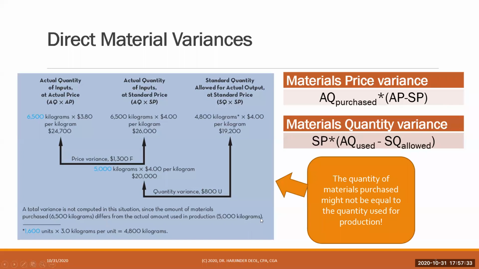Now, it is important to keep in mind that the quantity of materials purchased, in this example here, 6,500 kilograms of materials were actually purchased, and the quantity used for production, in this example, 5,000 kilograms were used. These quantities can be different. So if you are doing your calculations in this columnar manner, make sure that you are aware of this possibility.